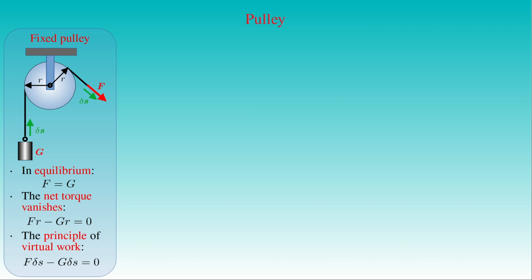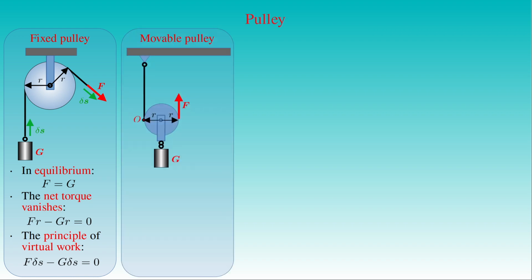A second kind of arrangement of pulleys is the movable pulley shown here. A movable pulley can be considered as a second-class lever, where the axis of rotation passes through the point O at which the rope enters the pulley. The lever arm of the effort F with respect to the point O is given by 2 times the radius R of the pulley. The lever arm of the load G with respect to the point O is equal to the radius R.